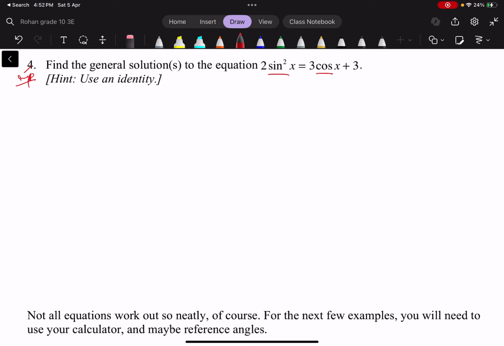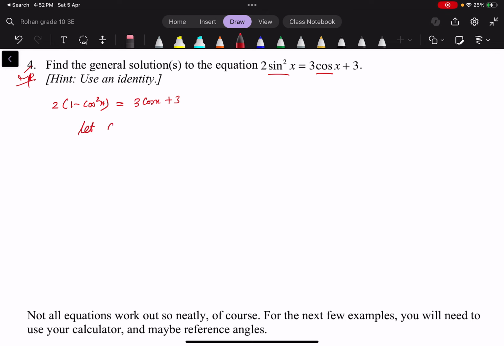Correct. Because your sine square x is what? Sine square x is 1 minus cos square x? 1 minus cos squared x, yeah. I need the table, but I know. I remembered it, but I don't remember the exact. You follow? Yeah. So you did 2, and then you subbed in 1 minus cos squared x is equal to 3 cos.